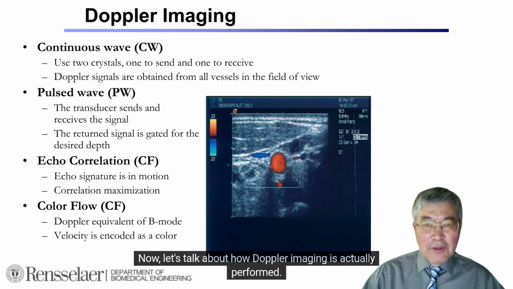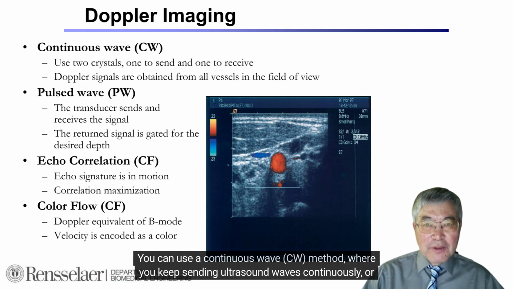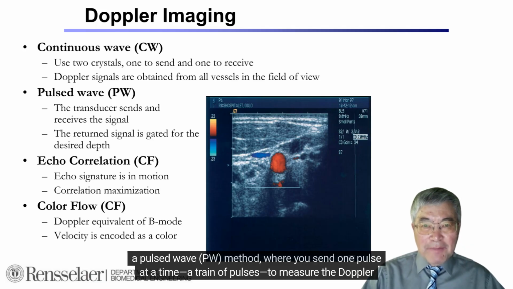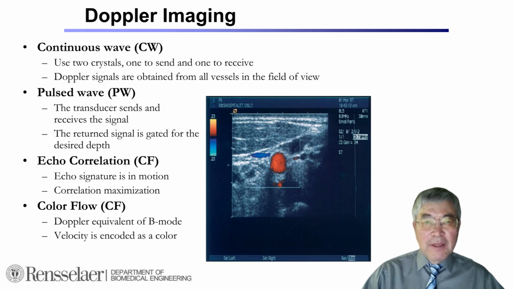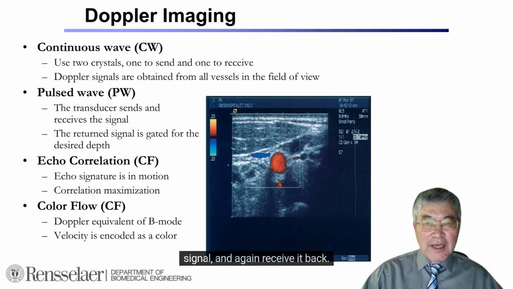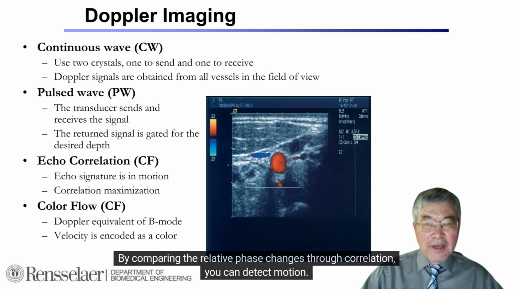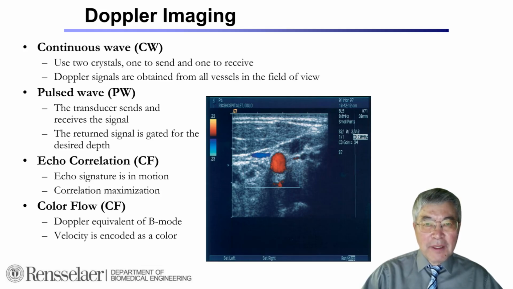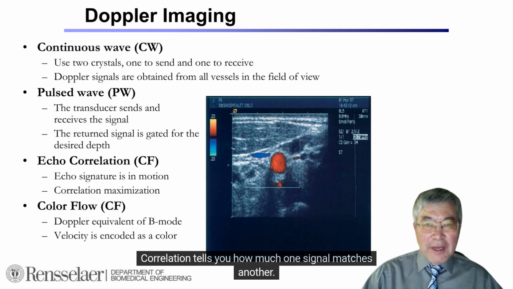Now let's talk about how Doppler imaging is actually performed. You can use a continuous wave, CW method, where you keep sending ultrasound waves continuously, or a pulsed wave, PW method, where you send one pulse at a time, a train of pulses to measure the Doppler information. Another important technique is echo correlation, where you send one signal, receive it back, then send another signal, and again receive it back. By comparing the relative phase changes through correlation, you can detect motion. Correlation tells you how much one signal matches another.